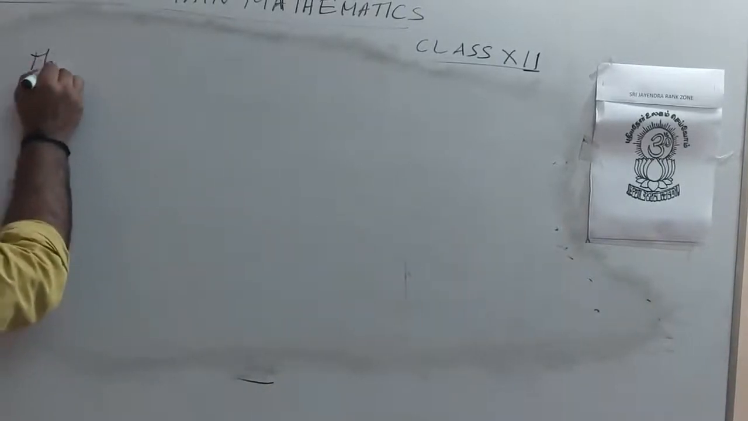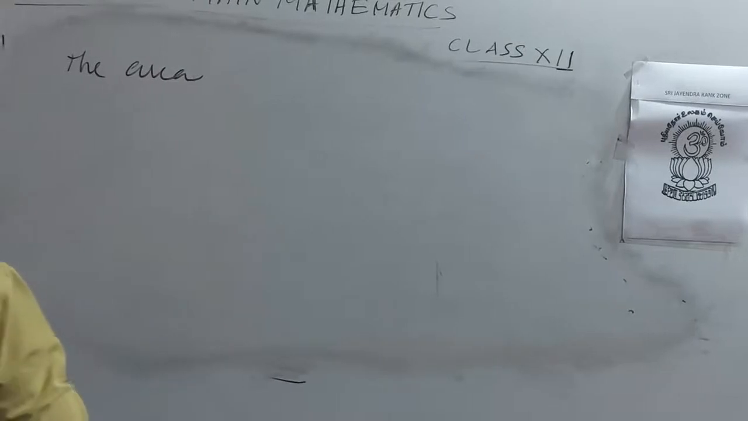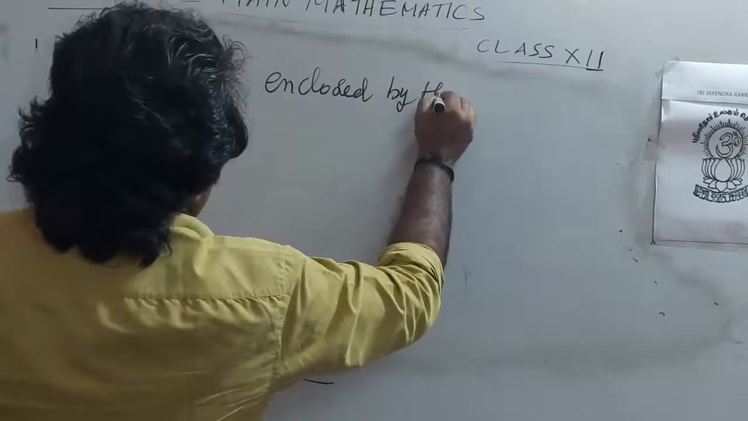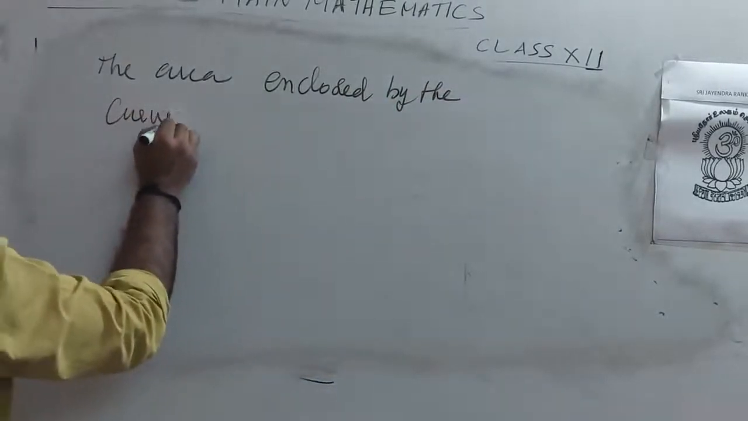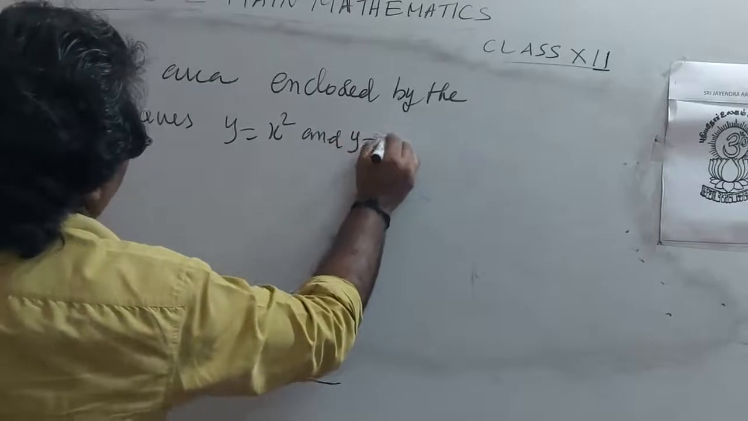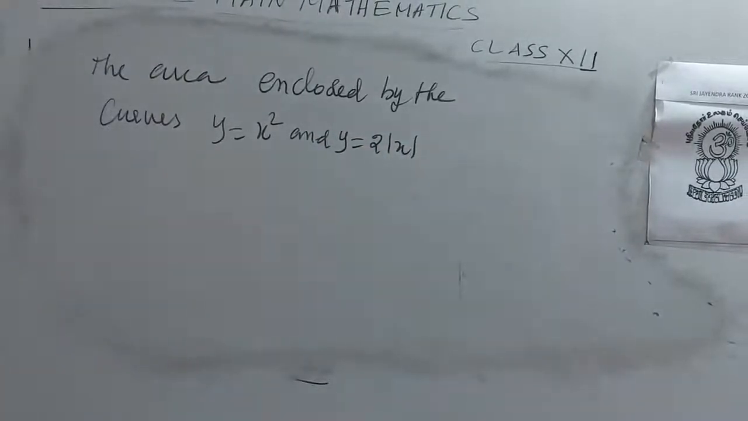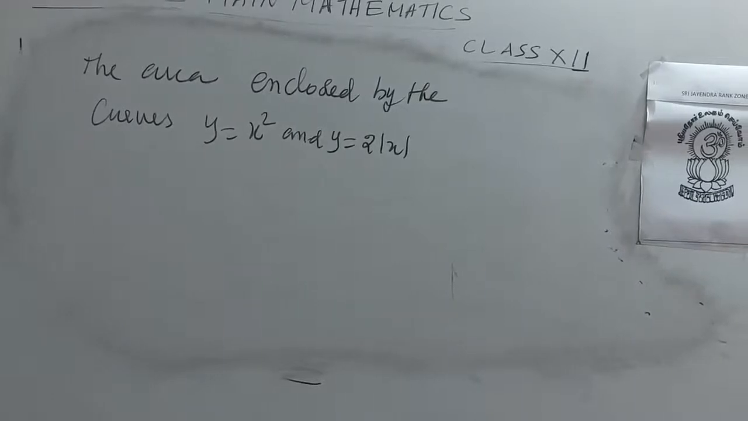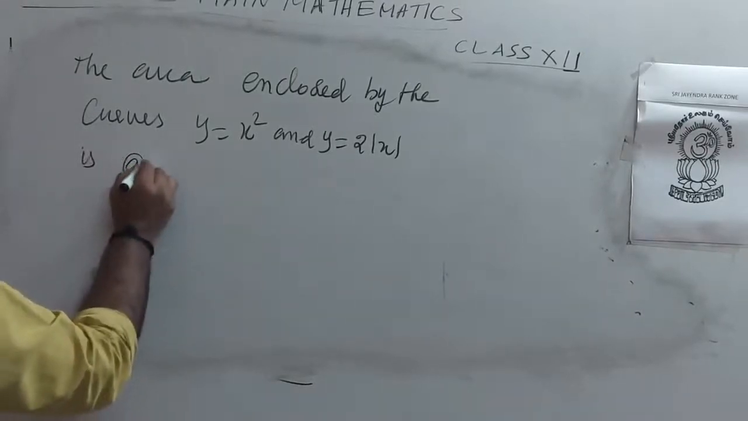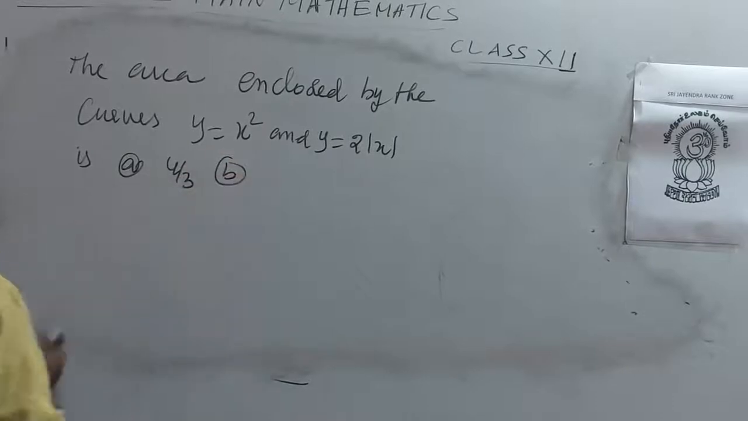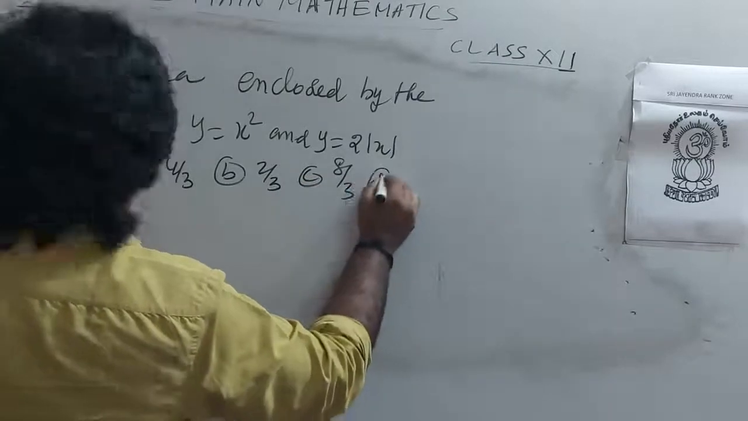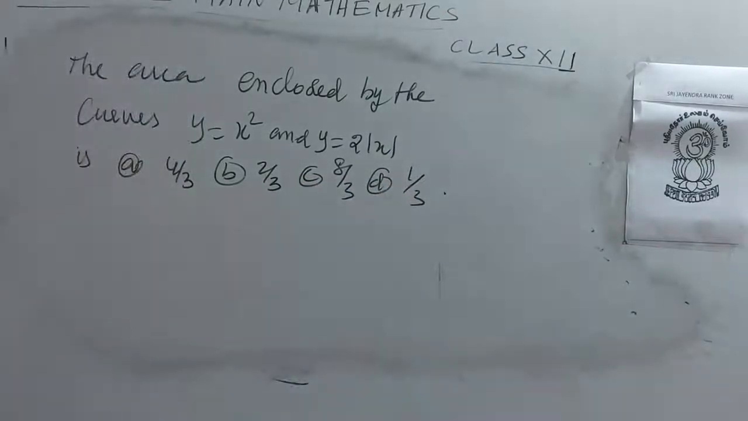Next, the area enclosed by the curve y equal to x squared and y equal to twice modulus x is: option A, 4 by 3; option B, 2 by 3; option C, 8 by 3; option D, 1 by 3.